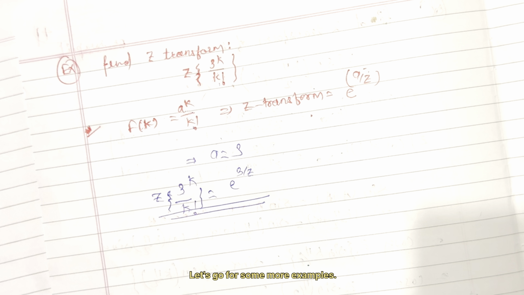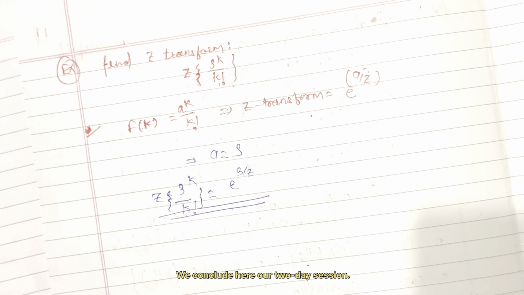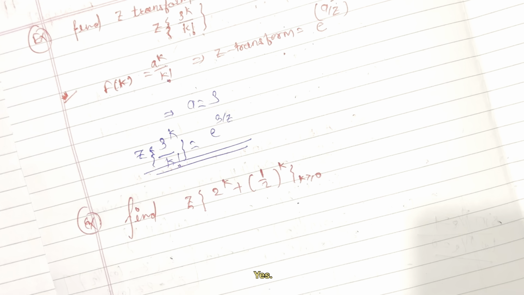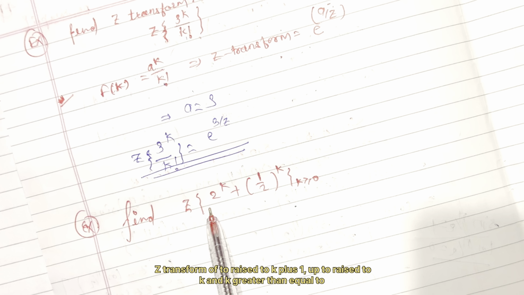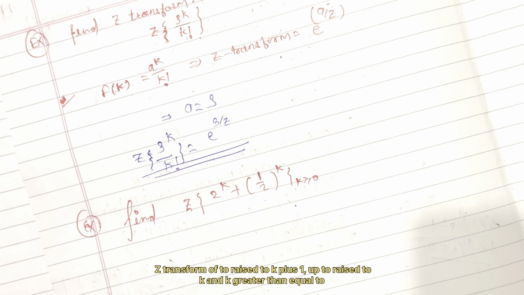Let's go for some more examples. I want to take 2 to 3 more examples so that we can conclude today's session. Here I consider one more example: the Z transform of 2 raised to k plus 1/2 raised to k, for k greater than or equal to 0.